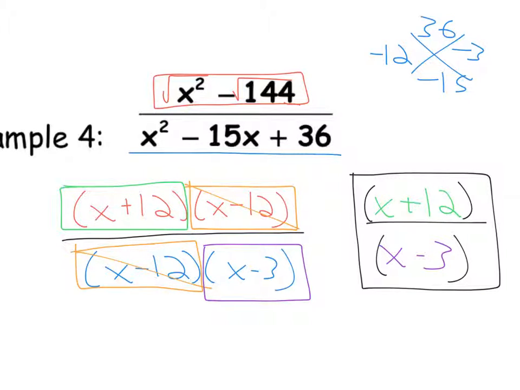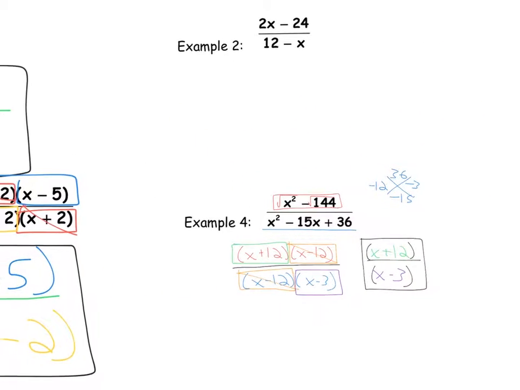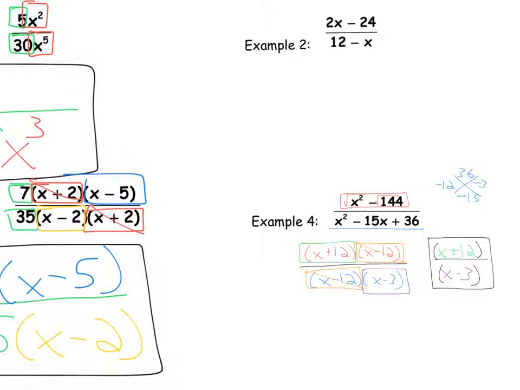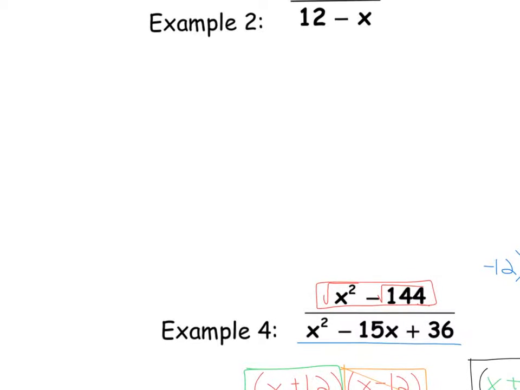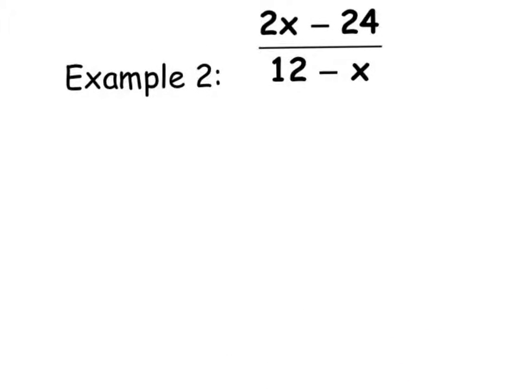All right, so now let's jump back up and take a look at example 3. Oh, excuse me, example 2. Sorry, we already did example 3. Counting's hard. Leave me alone. All right, so on to example 2 then. 2x minus 24 divided by 12 minus x.